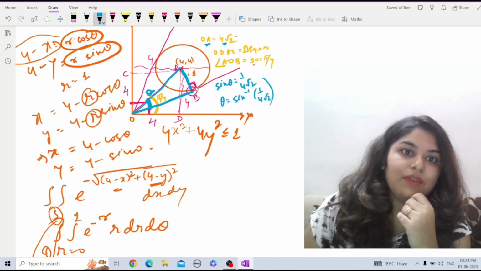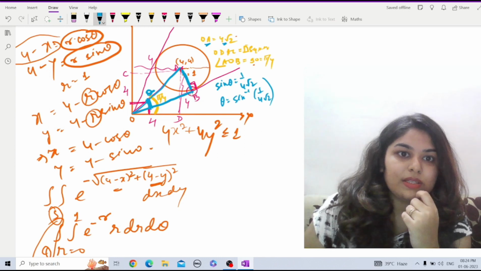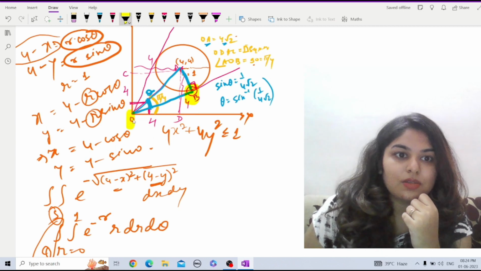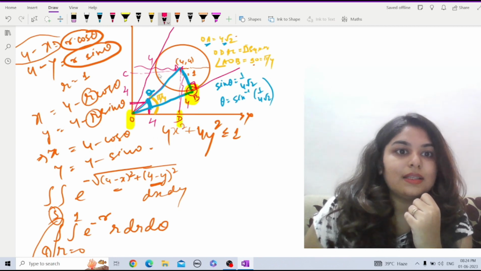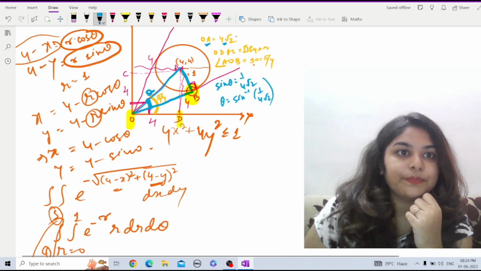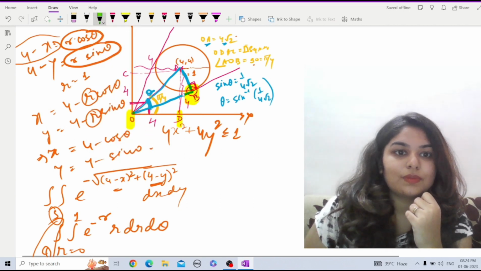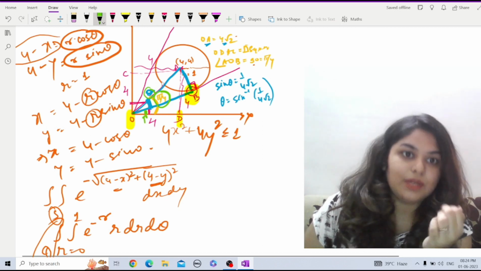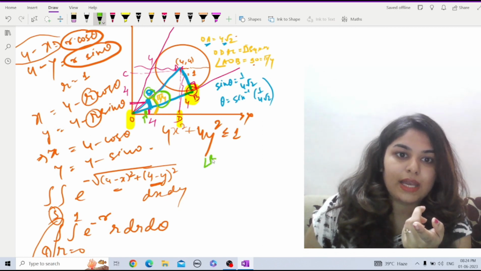Now if I want to find angle BOD, what is angle BOD? This is our B, this is O, this is D. I'm talking about this particular point. So how much is this one? That is angle BOD. Obviously this whole angle is pi by 4 and this blue area is theta. So the remaining, this green area, that is BOD, will be pi by 4 minus theta. So we can write that angle BOD is equal to pi by 4 minus theta.